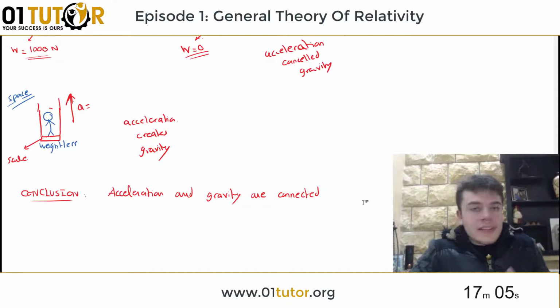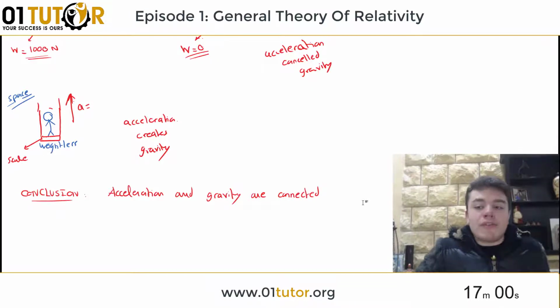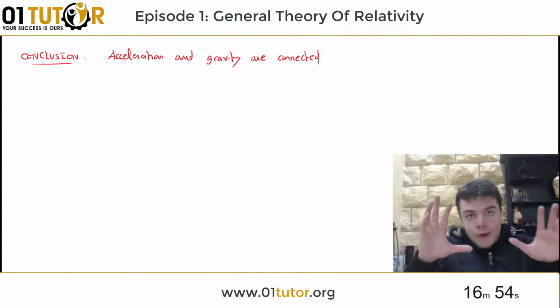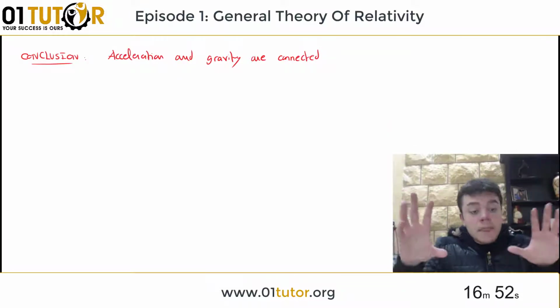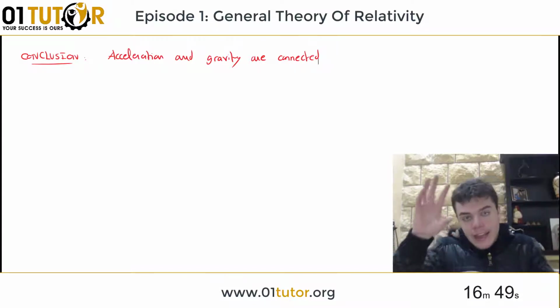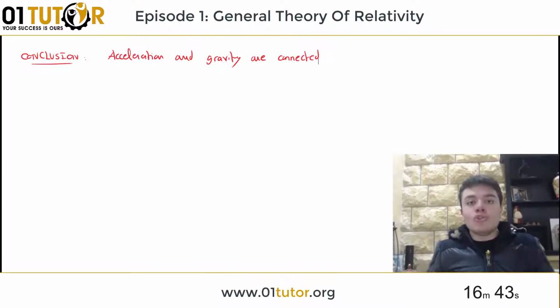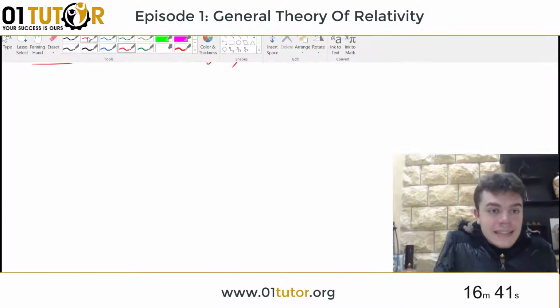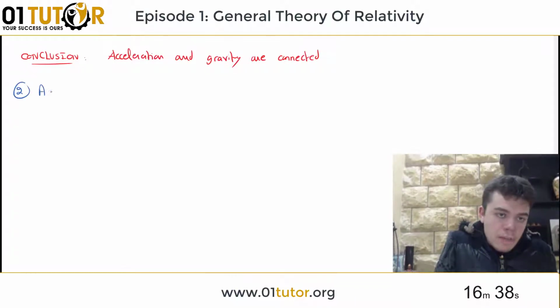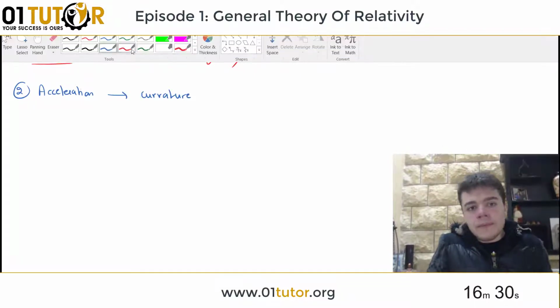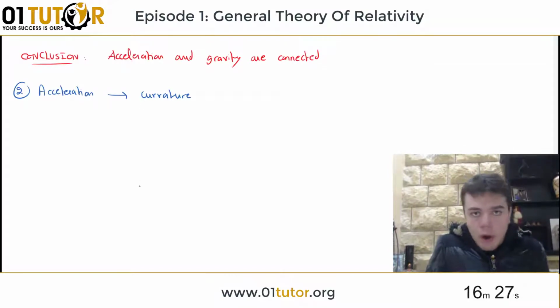Now, the second type of connection that Einstein used before finally concluding with the general theory of relativity is the connection between acceleration and curvature. As I told you earlier, he first discovered the relationship between acceleration and gravity, then the relationship between acceleration and curvature, and then he linked gravity and curvature together to discover the general theory of relativity. So what is the second connection that Einstein made, the relationship between acceleration and curvature? Now, this connection can be explained using the following.